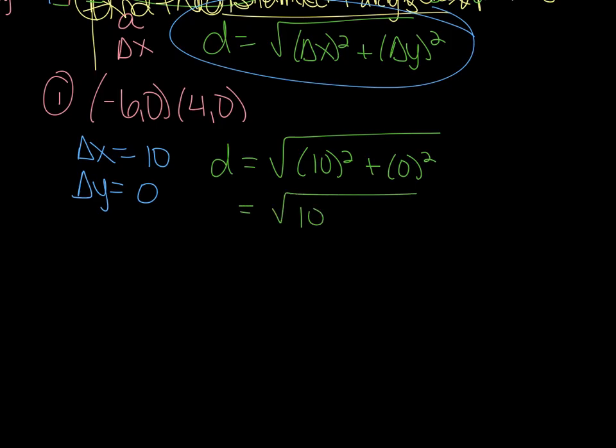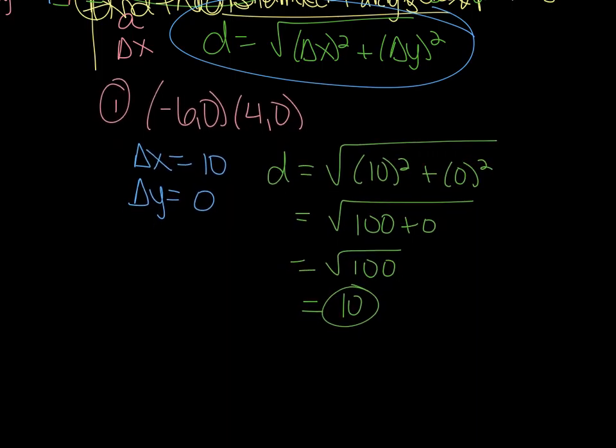And then all you have to do is go through and simplify. So 10 squared is 100. 0 squared is just 0. 100 plus 0 is 100. And what's the square root of 100? 10. The distance between these 2 points is 10. So this one worked out kind of nicely. A lot of the ones today are going to be decimals, so just a heads up, which is why you have your calculators. Okay, makes sense?